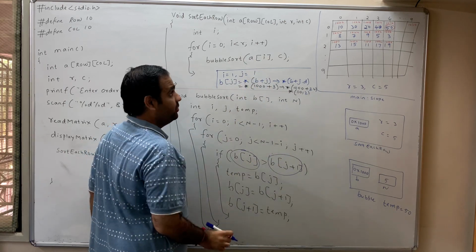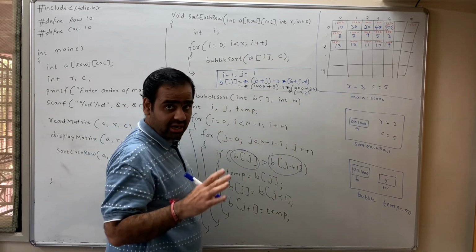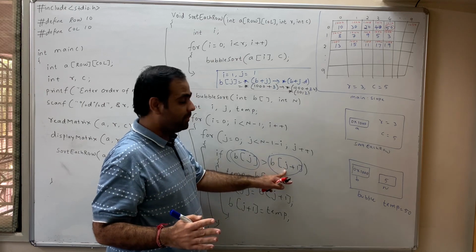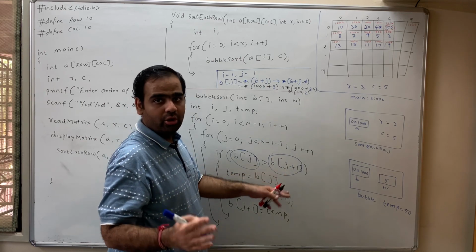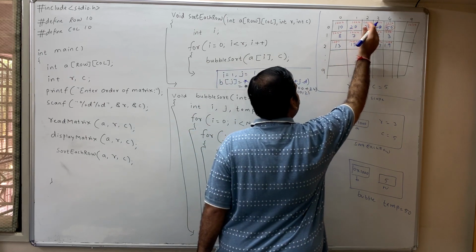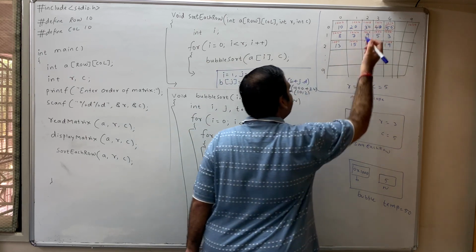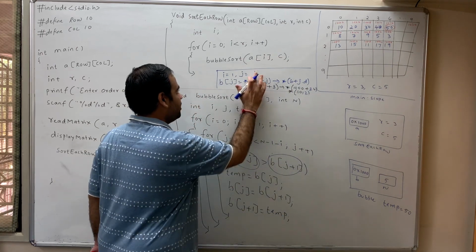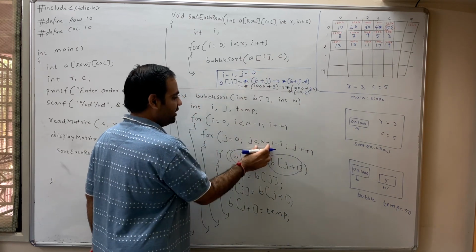b of 1 greater than b of 2. b of 1 is nothing but star 1000 plus 1 into 4. j plus 1 is star 1000 plus 2 into 4. You have to work out yourself now. 30 greater than 20, yes. This is where 20 comes. This is where 30 comes. Again you say j plus plus, j becomes 2. 2 less than 3, yes.